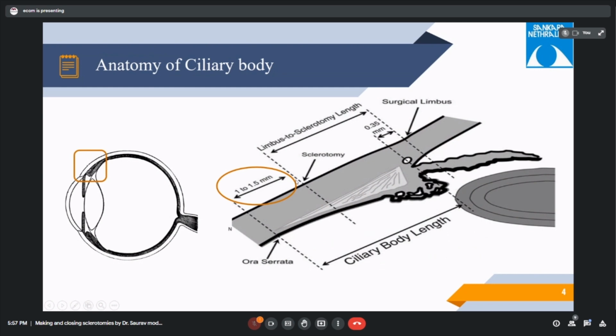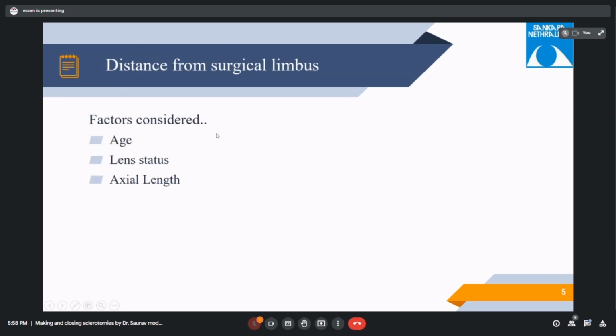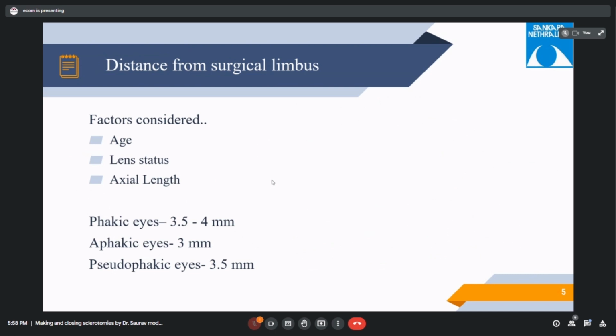So, an area of 1 to 1.5 mm is kept as a buffer safe zone, and no incision is placed in this zone. Ideally, the location of the sclerotomy from the surgical limbus depends upon the age, lens status, and the axial length. Depending upon the lens status, in phakic eyes the sclerotomy is made 3.5 to 4 mm from the limbus, in aphakic eyes 3 mm from the limbus, and in pseudophakic eyes 3.5 mm from the limbus. And we'll see how the age and axial length determine placement of the sclerotomy.